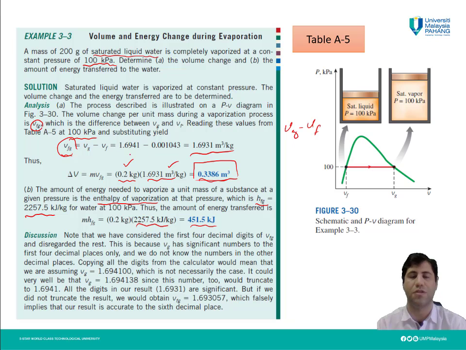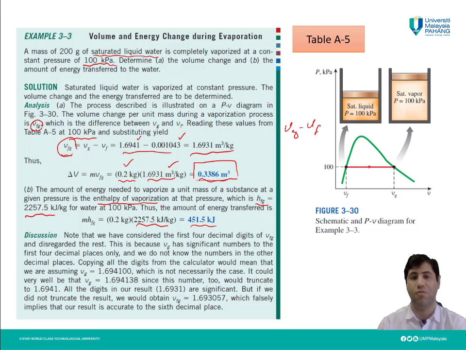If you do this subtraction and calculate it with your calculator, the result will be different. Why? Because here we have 246 decimal digits, and here we have only 4 decimal digits.